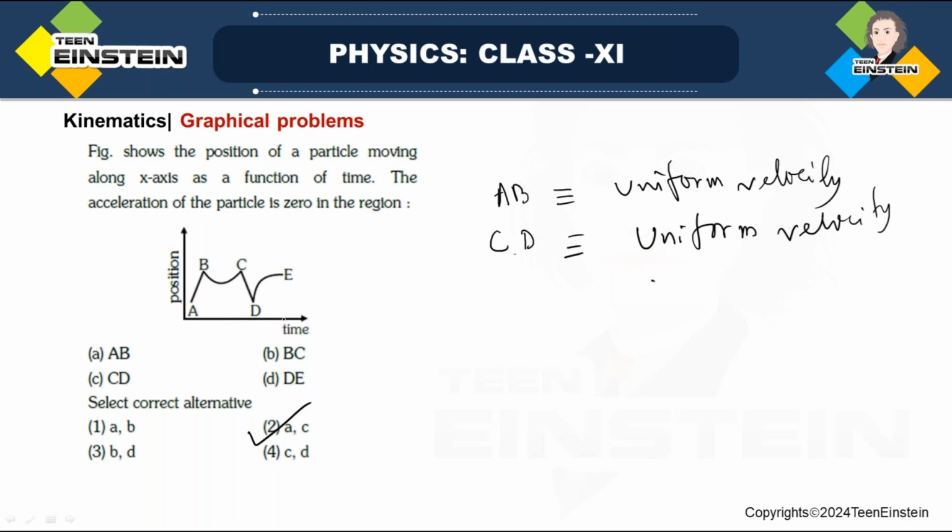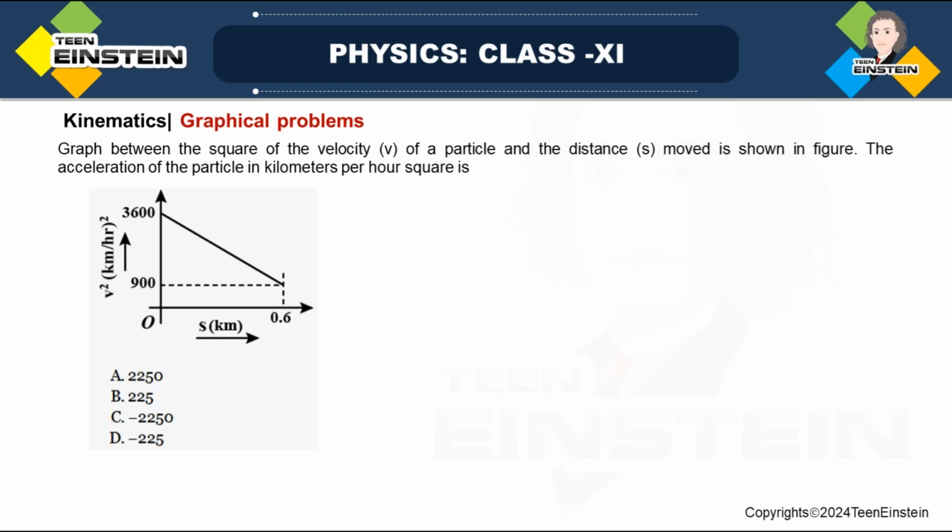Okay, so now let us go to the next problem. This problem is again an interesting problem. The question says the graph between the square of the velocity of a particle and the distance moved is shown in the figure. You have to find the acceleration of the particle in kilometer per hour square.